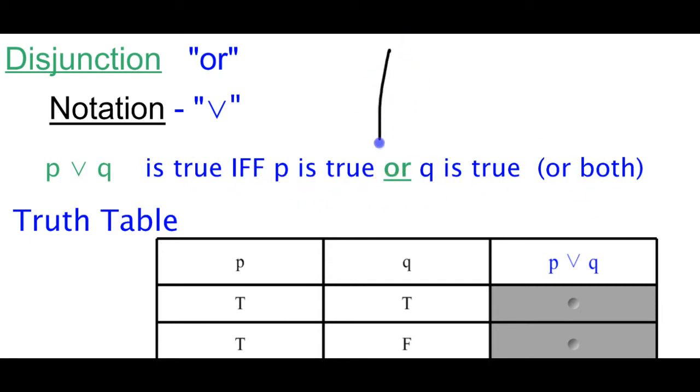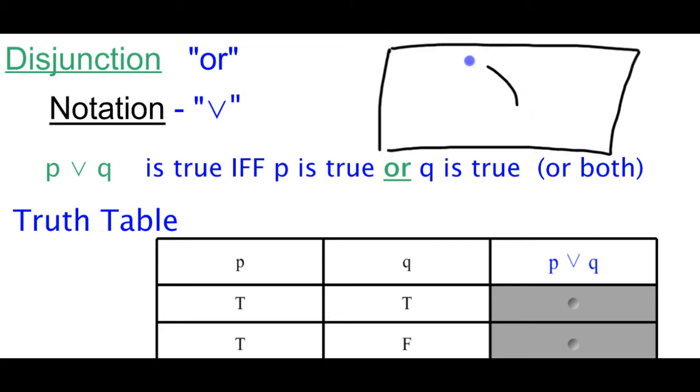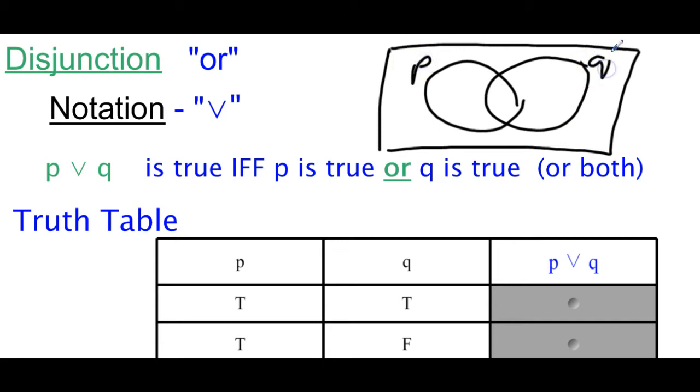Let me just quickly draw a Venn diagram to represent this, and this is something you should already know. If we have P over here and Q over here, P or Q would be everything in between. So just keep that in mind when we do our truth table.